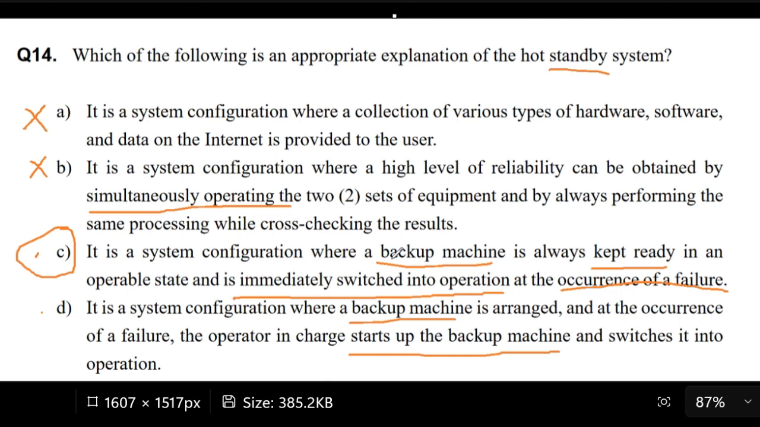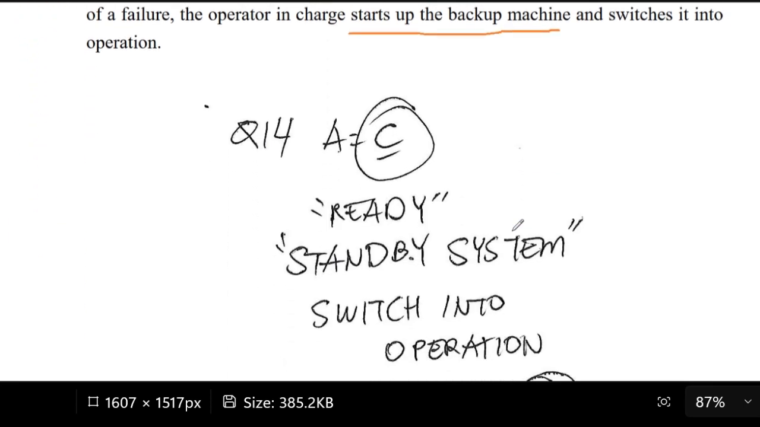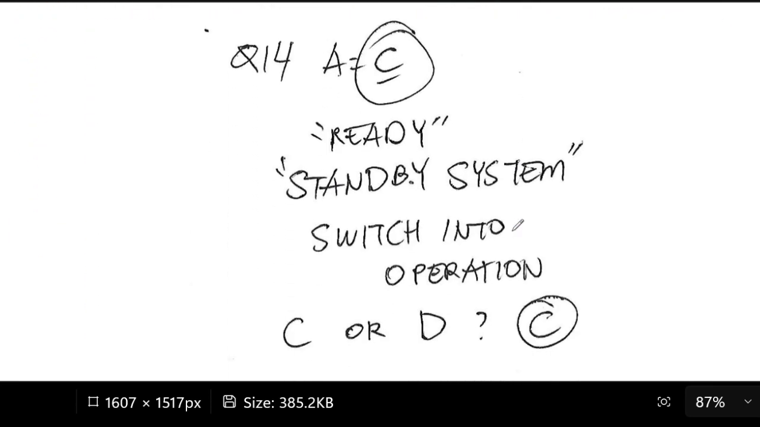Okay, so let's see what my notes are for this question. Maybe we can find out anything else that I haven't touched on. So again, it's either letter C or letter D, but at the end we go with letter C because you have key phrases, keywords like ready, standby system, switch into operation. Okay, so I think this is solved.